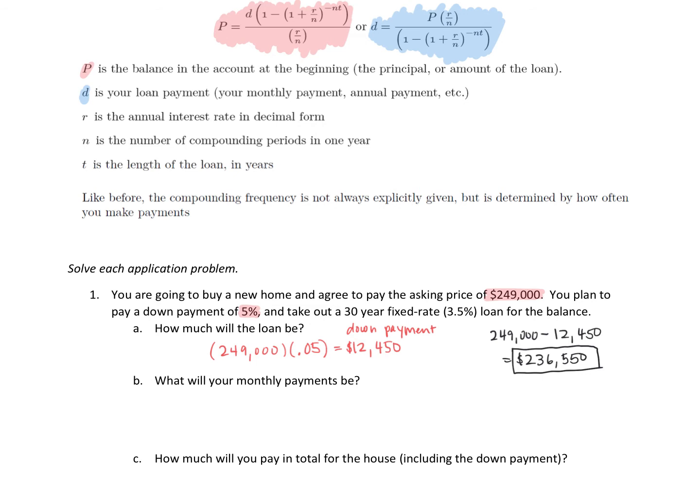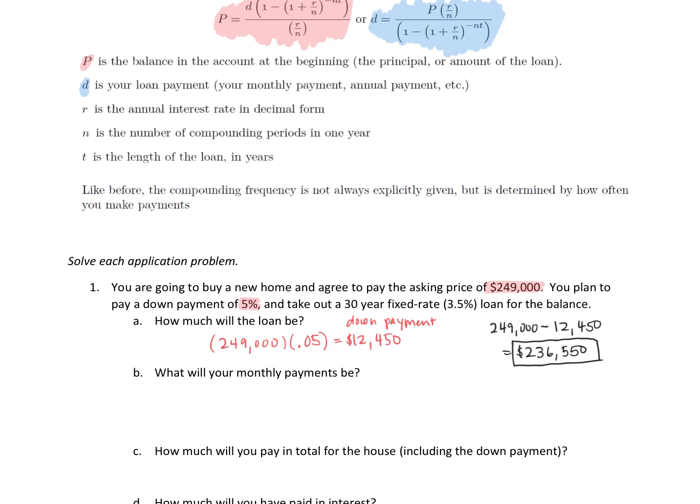Now they want to know in Part B, what is going to be your monthly payment? And so in that case, you're looking for the D. You're looking for the payment amount. So you're going to use the second formula, the one highlighted in blue. If I said the opposite earlier, I was incorrect. So we want to use the second formula.